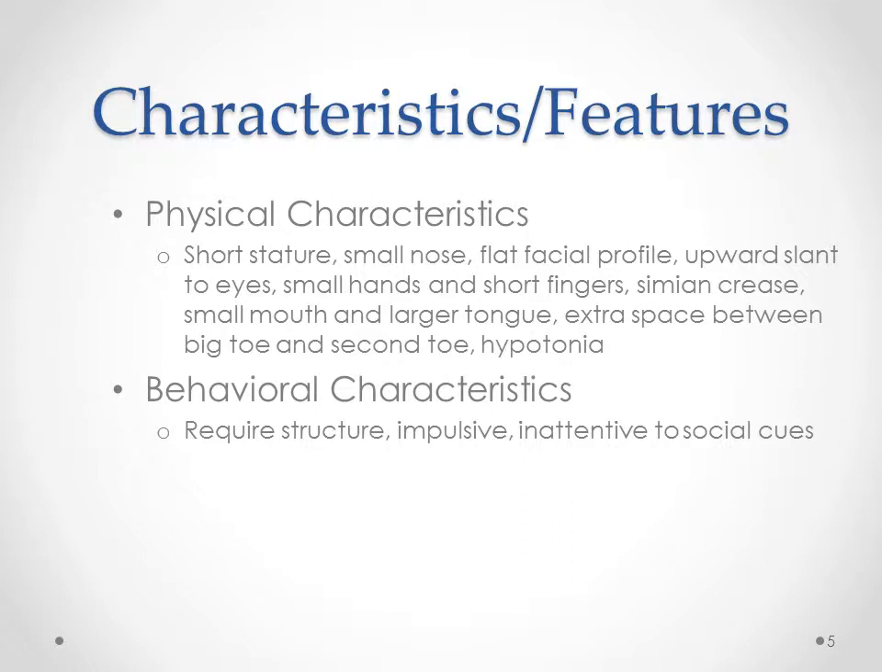Some of the physical characteristics of an individual with Down syndrome include typically being of shorter stature. They may have a smaller nose and have more of a flatter facial profile. Something I think that really stands out is the upward slant to the eyes. You may see smaller hands and shorter fingers, which could impact their fine motor abilities, their grasping abilities.